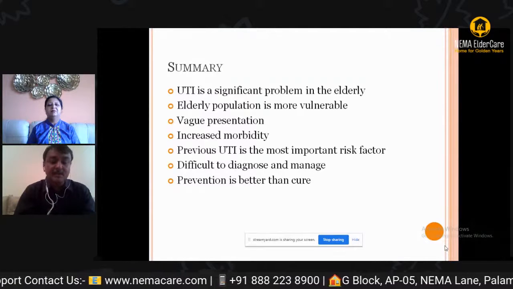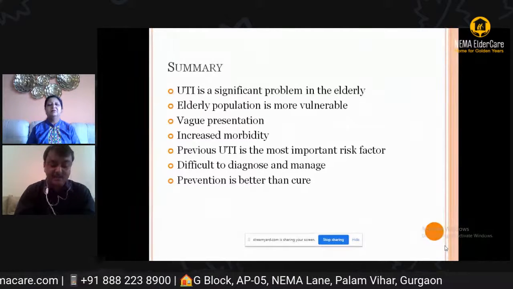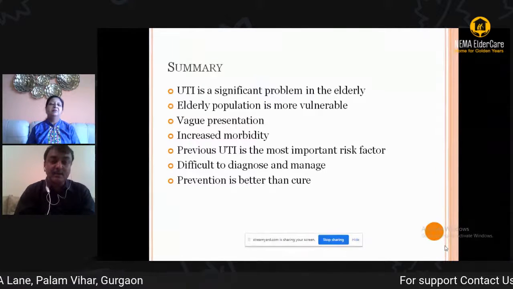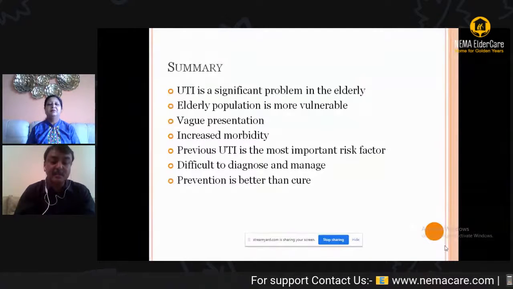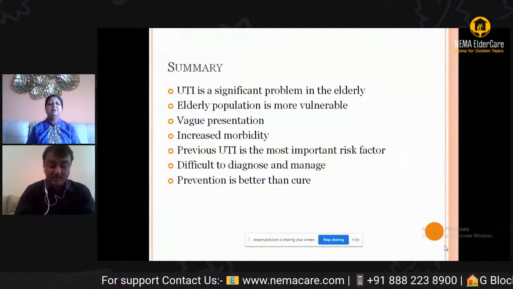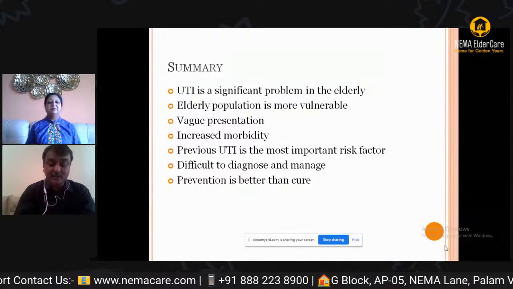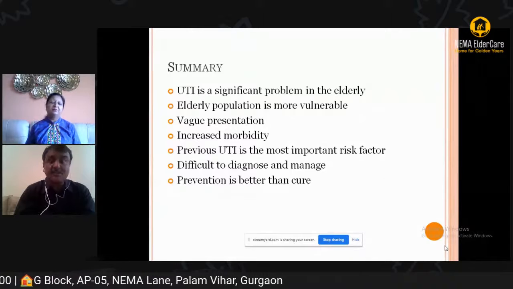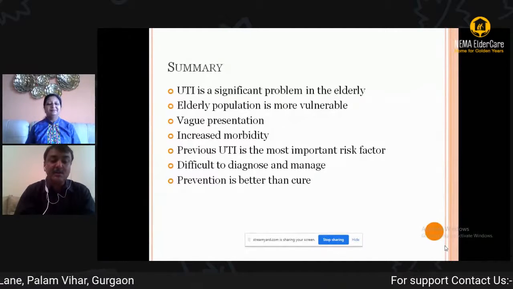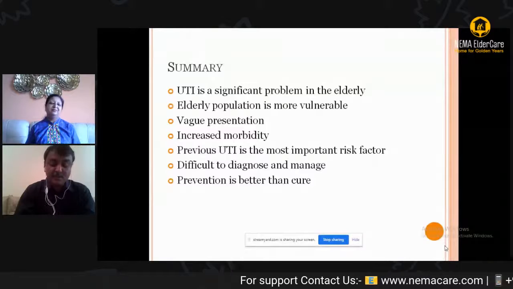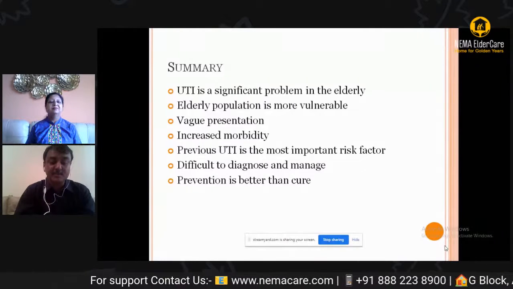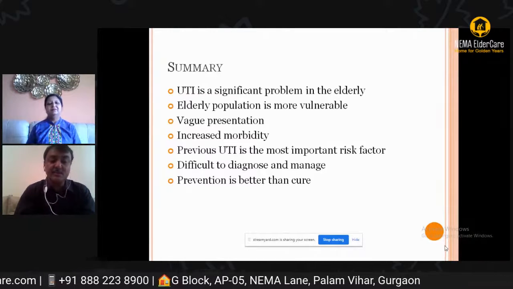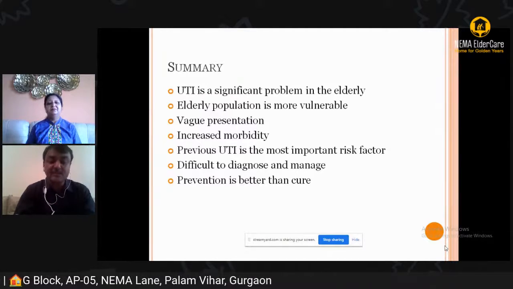The problem is the presentation can be vague at times. There can be non-specific symptoms, especially in the elderly and those who cannot express their problems to us. Those who have dementia or certain other cognitive deficits may not be able to exactly express their problems to us, and it will lead not only to difficulty in diagnosing the patients, but also to difficulty in managing this group of patients. Previous UTI, it is also important to prevent UTI because previous UTI is one of the most important risk factors for the next UTI.